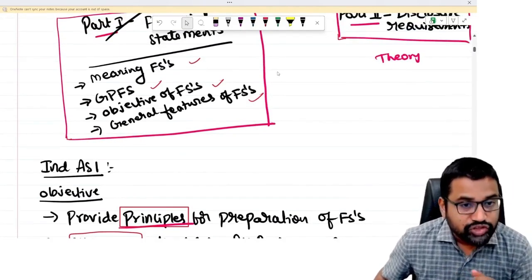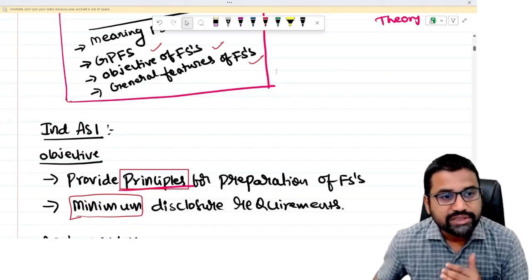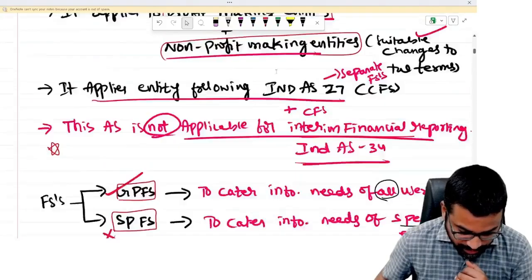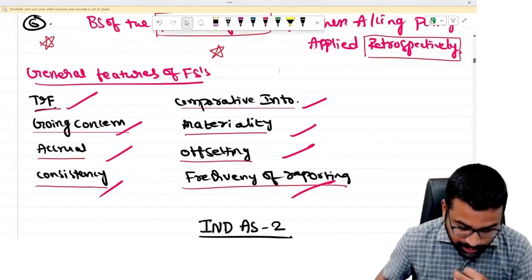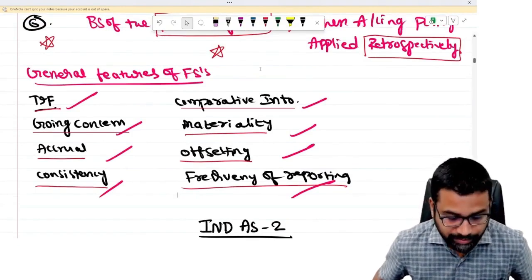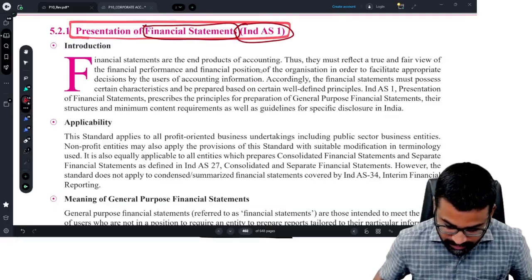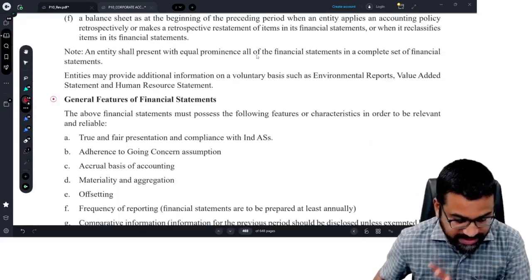Next, general features of financial statements. Just now we discussed: what are the general features of financial statements? True and fair view, accrual concept, consistency concept, going concern concept, comparative information, materiality, offsetting, frequency of reporting. All these are general features of financial statements. If you read the standard, the entire standard I have covered as a summary.